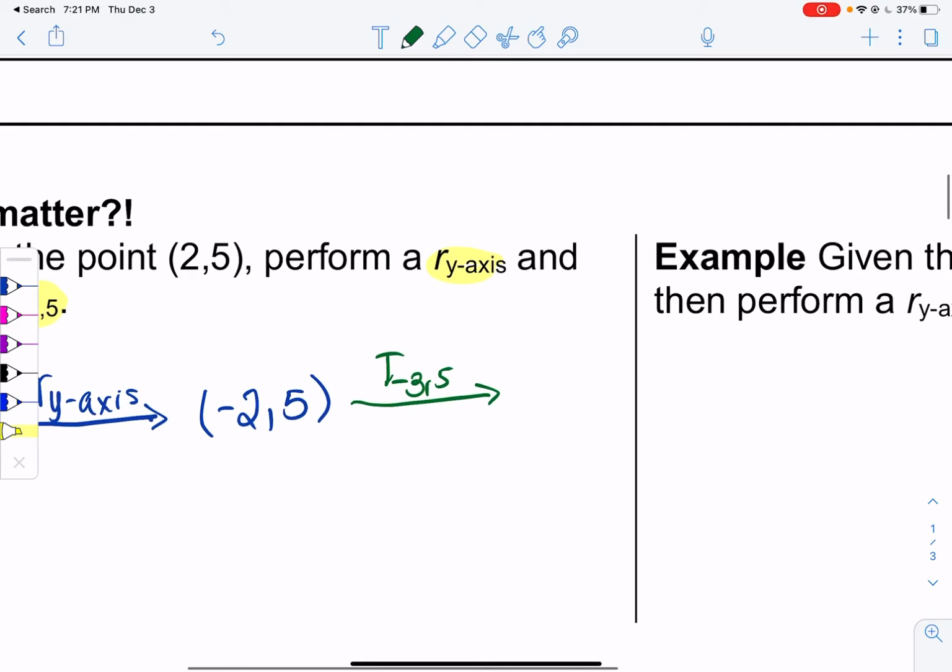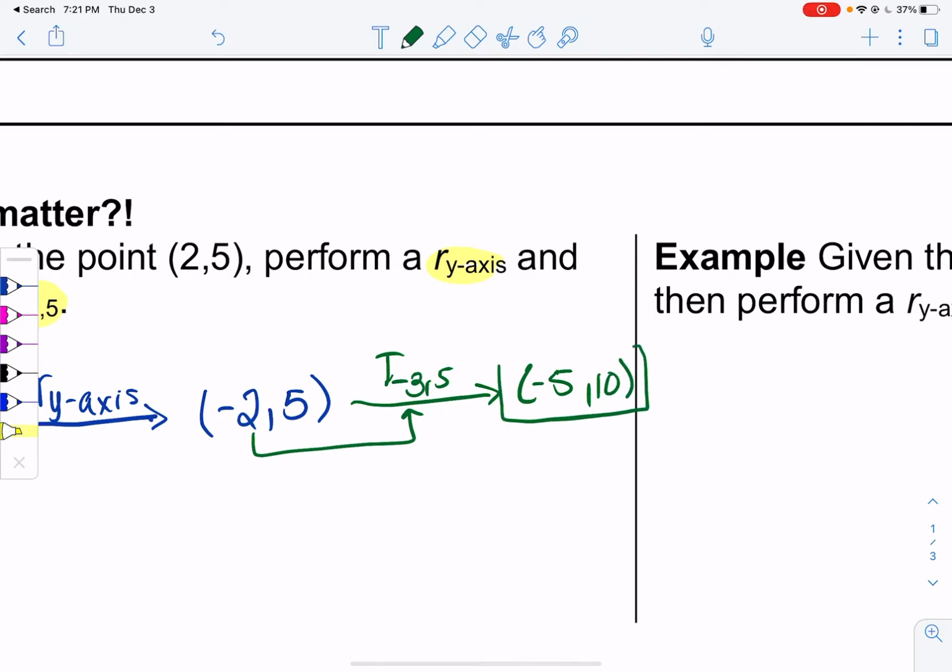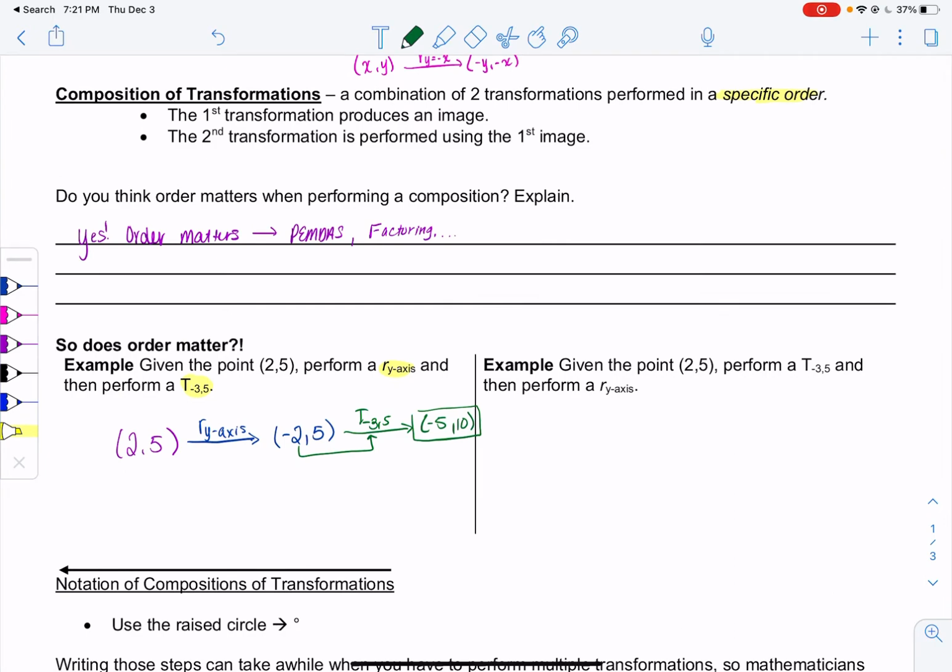So I have to ask myself what negative 2 plus negative 3 is. Well, it's negative 5. And then I have to ask myself what 5 plus 5 is. 5 plus 5 is 10. So I get the ordered pair (-5, 10).